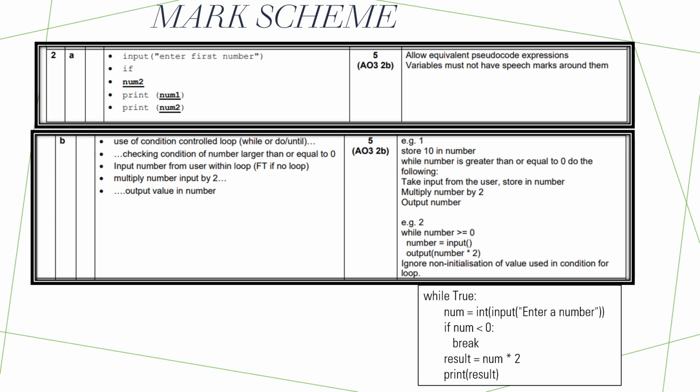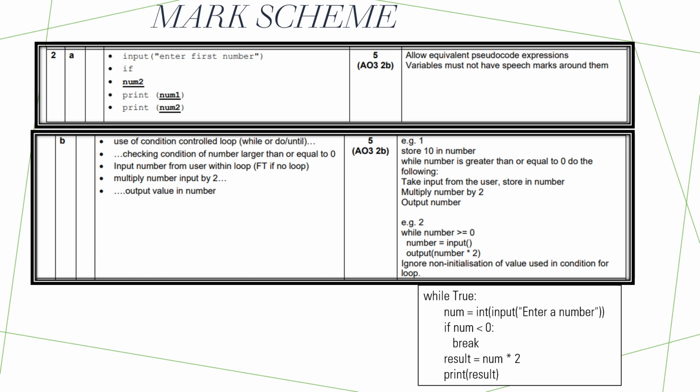For the exam board's mark scheme, it's used a while loop, but while number is greater than or equal to 0, and done it that way around instead. It's essentially the same lines of code, just a slightly different way of doing it.